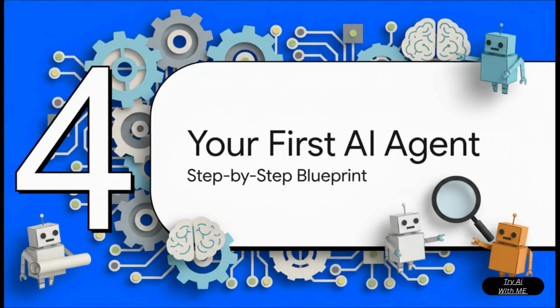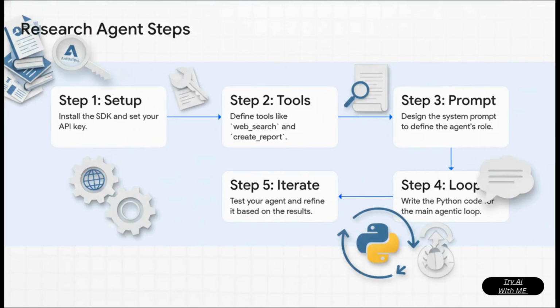All right, enough theory, let's actually build something. I'm going to give you the exact blueprint for an AI agent that is simple, practical, and actually useful. We're building a research agent. Its job is simple. Research a topic, gather the info, and create a clean report.